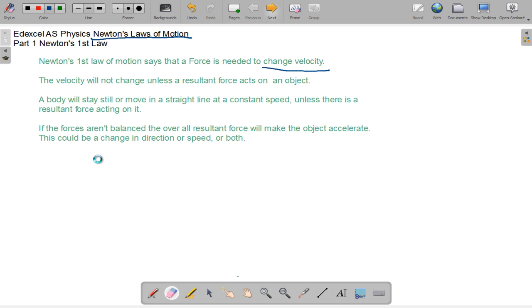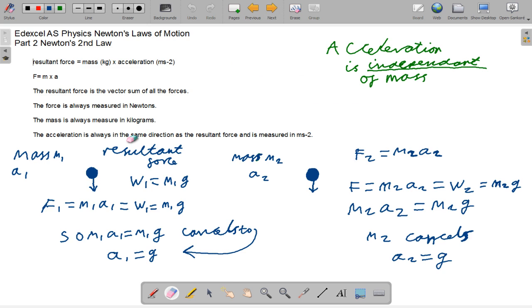So now we'll look at Newton's second law. The resultant force is the mass in kilograms times the acceleration in meters per second squared. It's represented as F equals ma, or the resultant force equals the mass times the acceleration.